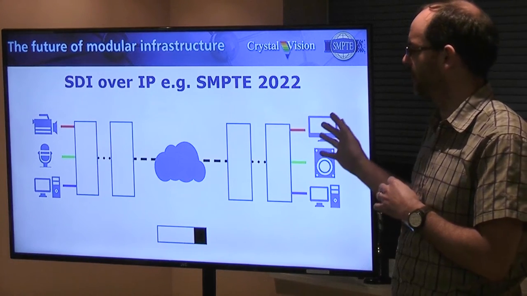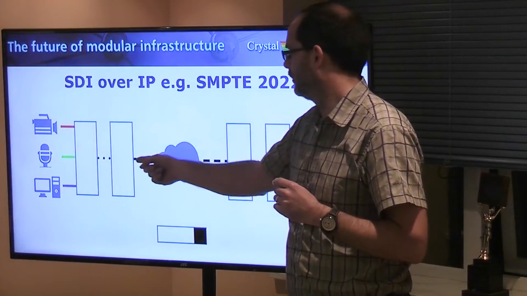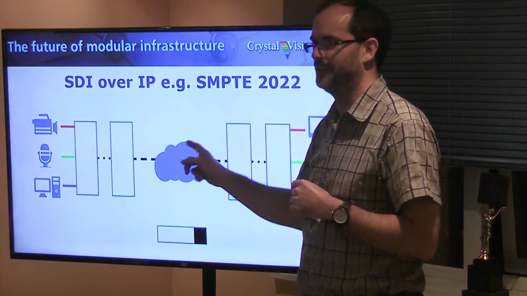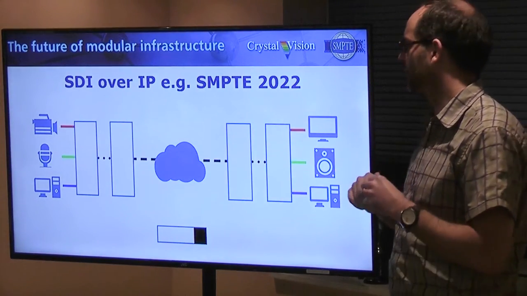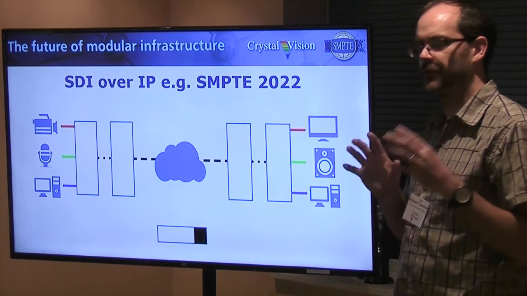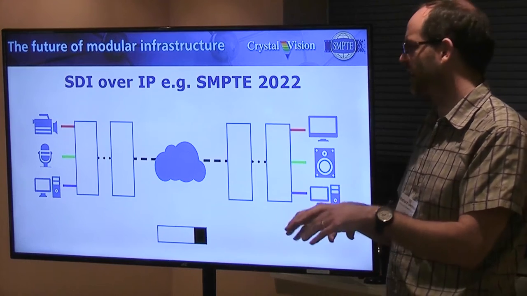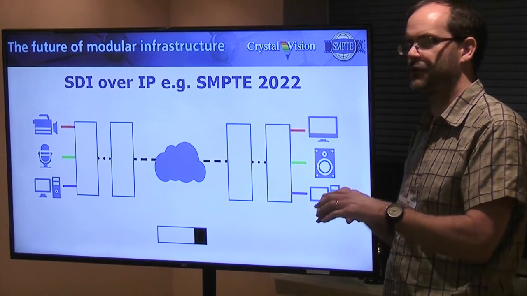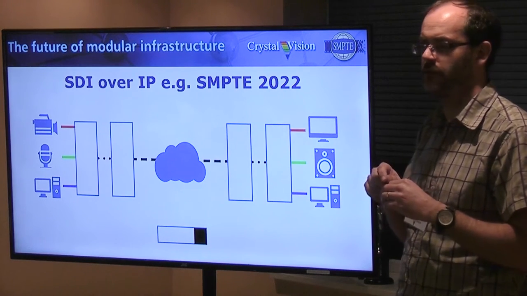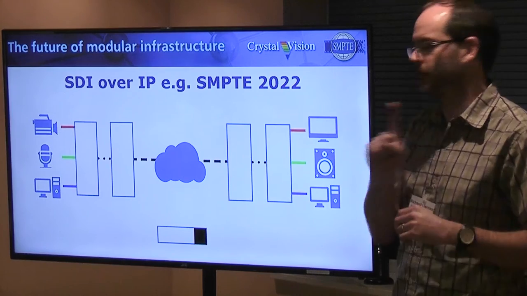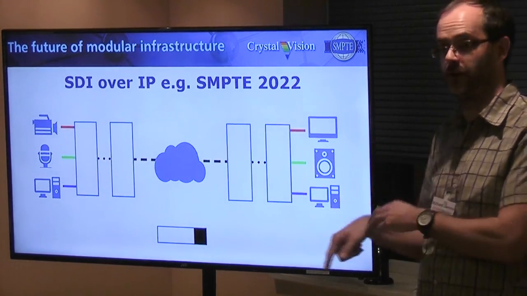The other interesting thing about this picture, which is different to the one before, is there's now this little cloud in there. Not to be confused with cloud out onto the big bad internet, but what that really means is that these network packets go into the network infrastructure, and actually we don't care how that traffic gets to the other end. That's very different to SDI, where you have this wire that you know where that wire goes, and you spend all your time routing the wire.